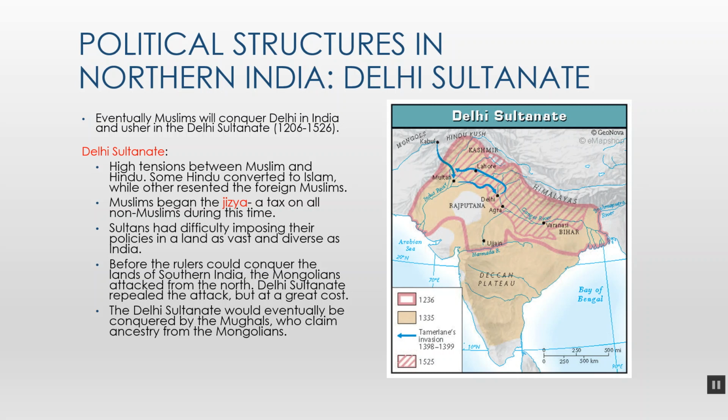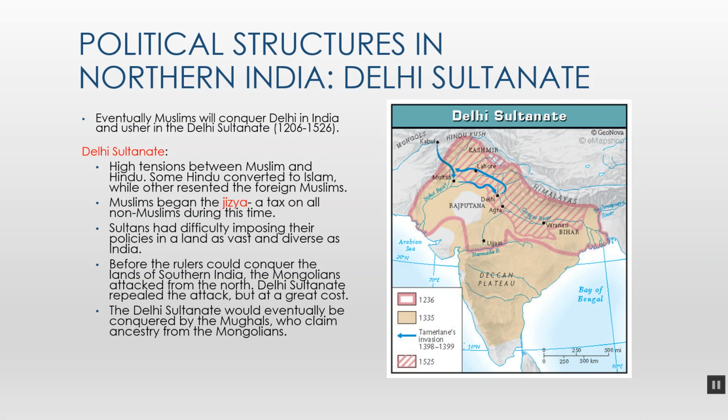Before the rulers could conquer the lands of southern India, the Mongolians attacked the north. There were plans for the Delhi Sultanate to expand into southern India. However, before those plans could be done, the Mongolians, who were going to conquer a great deal of Asia, attacked. We'll talk about them; they're going to be very interesting to discuss. The Delhi Sultanate will repel them, but it's going to take great strength, and they will not be able to attack southern India and unify all of India.